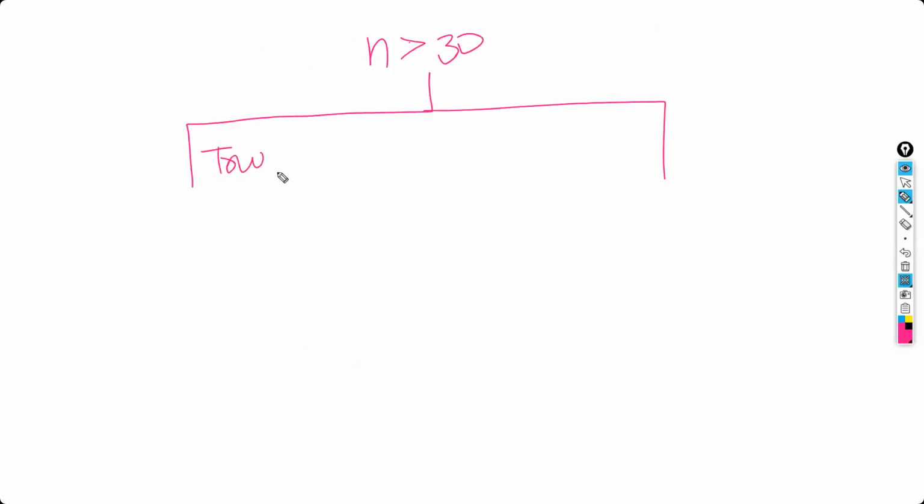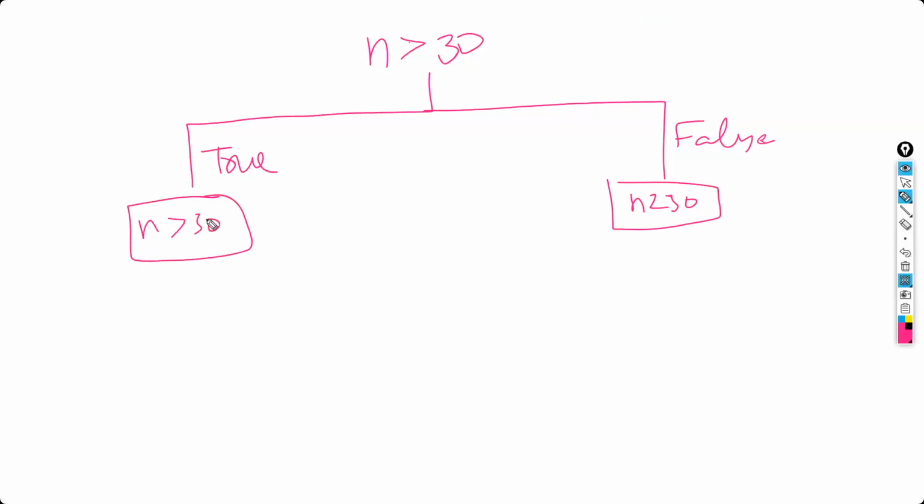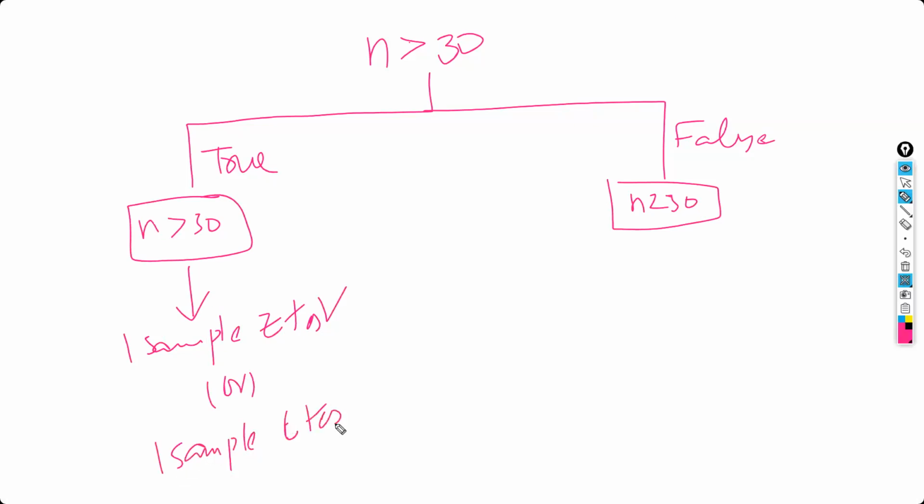So first you have to check whether the number of samples is greater than 30 or less than 30. If it is greater than 30, true. If it is false, false means the number of samples is less than 30. True means greater than 30. When it is greater than 30, either you can apply a one sample z-test or a one sample t-test. Choice is yours. You can apply whichever you want. Values will be almost the same.